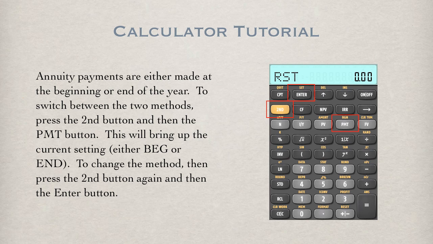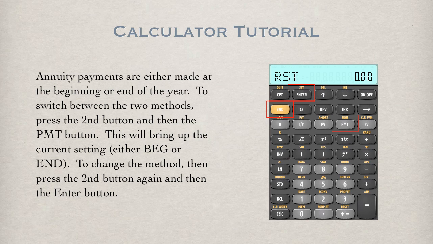Before we get to the example, let's actually look at how to set your calculator to work the different problems. This is something you're going to have to do for each problem, depending on which type of problem you're working, whether it's an annuity or an annuity due. Like I said before, an annuity is at the end of the period. An annuity due is at the beginning of the period. So here's how we switch between the two on our calculator.